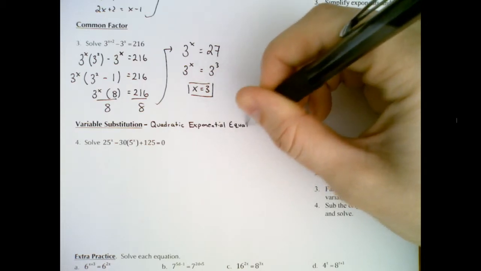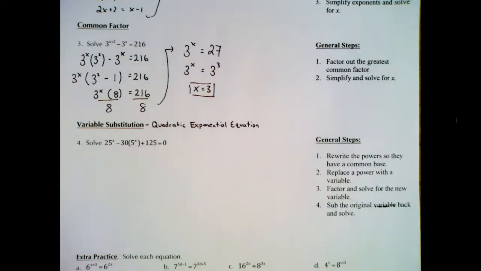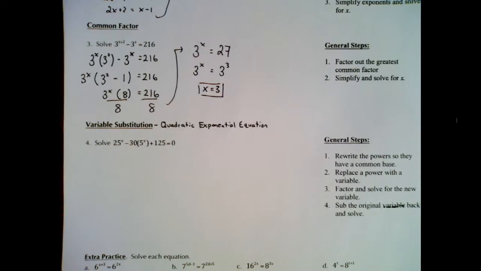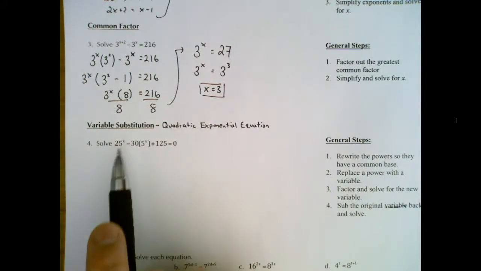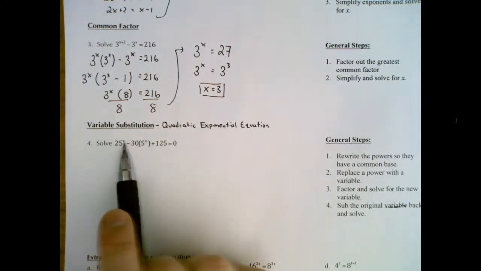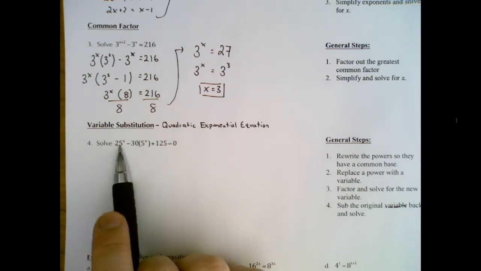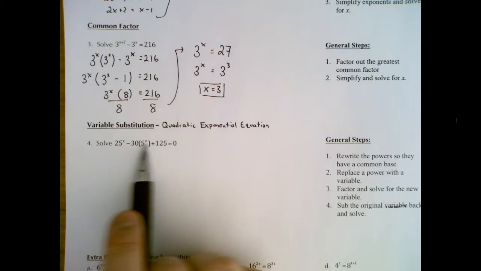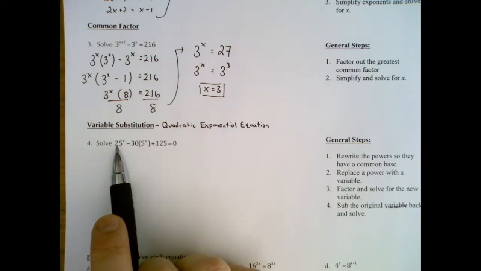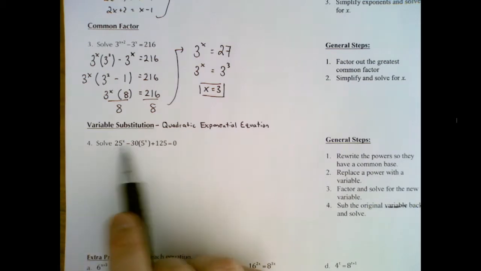And I'll show you what I mean by a quadratic exponential equation, because that sounds intimidating. We have 2 terms with x in the exponent, but they don't have a common base. So our first step is going to be, we're going to change these so they have a common base. Fortunately, 5 to the exponent 2 is 25. So that's an easy change to get a base of 5.